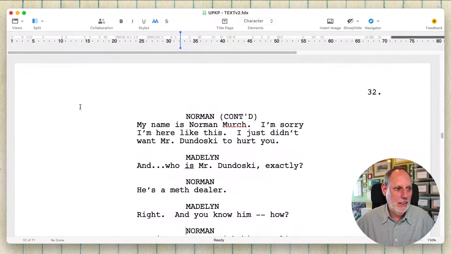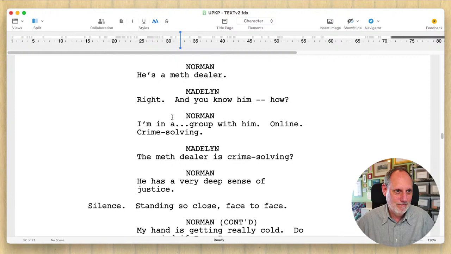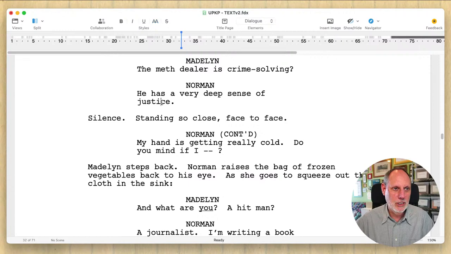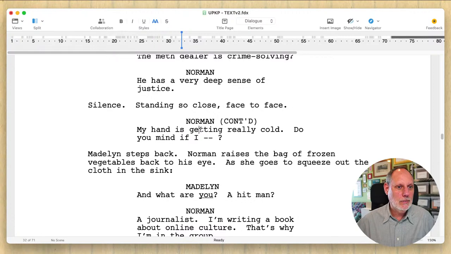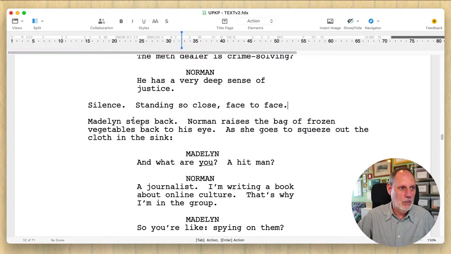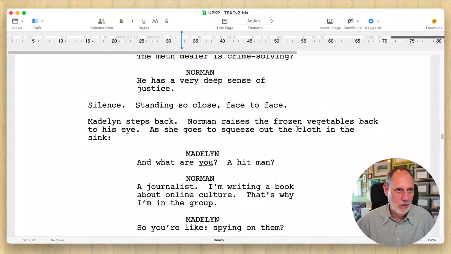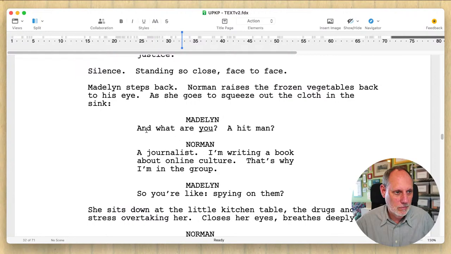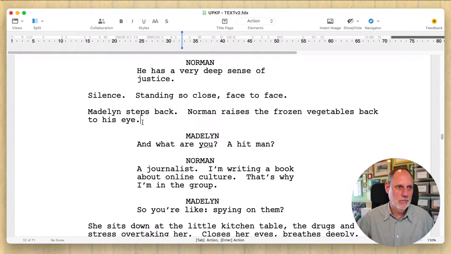You know, I think we're okay to not have too much. Meth dealer's crime solving. He has a very deep sense of justice. I think considering that they're smashed up against each other and she's got the thing up against his face, it's already pretty cool. I don't think we need this. There we go. I don't even think we need this.